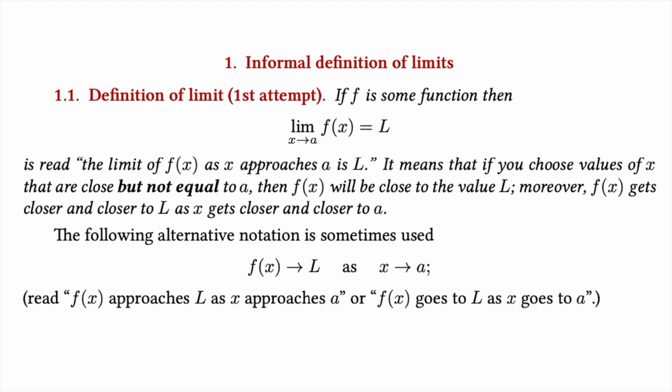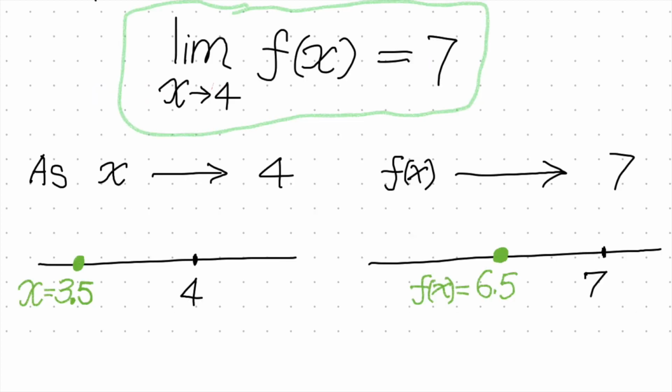Here's the informal definition of limits from the textbook. Now you should pause the video and read it. Now I'll tell you how I understand the definition of limits. When we see the limit of f of x as x goes to 4 equals 7, we should think that as x goes to 4, f of x goes to 7.